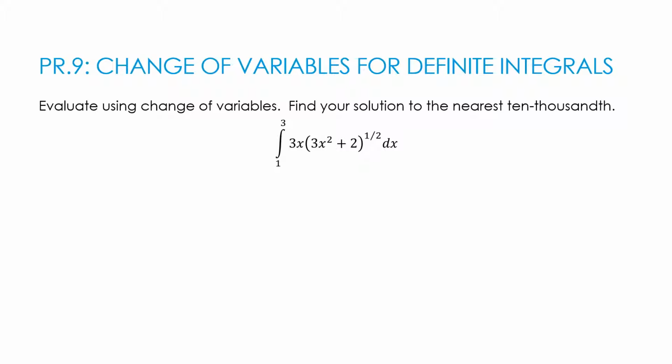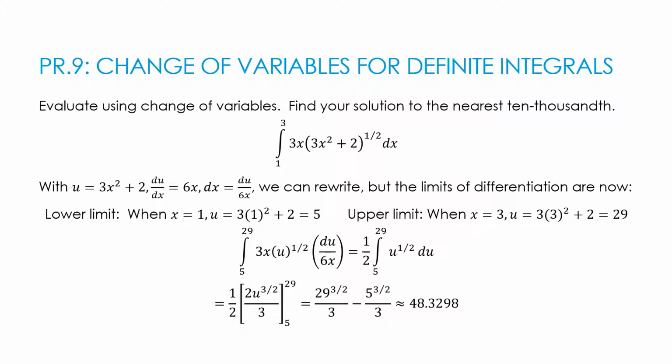So again, taking a look at this one, I would call u 3x squared plus 2, find the derivative of that, so that now I can replace this with u, I can replace this from dx. So using my original here, I'm going to say 3x, u to the 1/2, and then du over 6x. Just as I was hoping, these guys canceled. The x's did. The 3 over 6 turned into the 1/2, and I just end up with u to the 1/2 du.